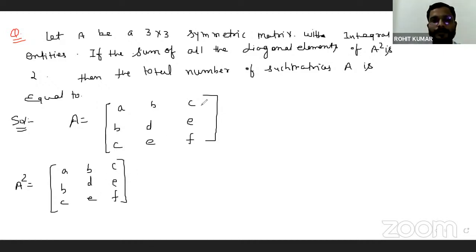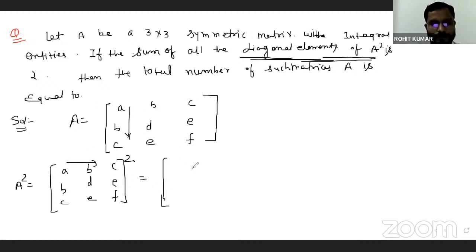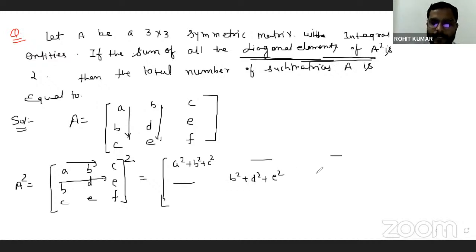In the problem, we just have to talk about the diagonal entries of A square. So when we multiply, let me just write only the diagonal entry, nothing else. Multiplying this, it will become A square plus B square plus C square. I'm going to skip the other terms, because they are useless for our problem. Coming to this, BDE will be multiplied with BDE, so that will become B square plus D square plus E square.